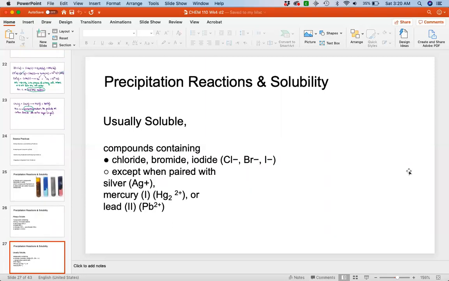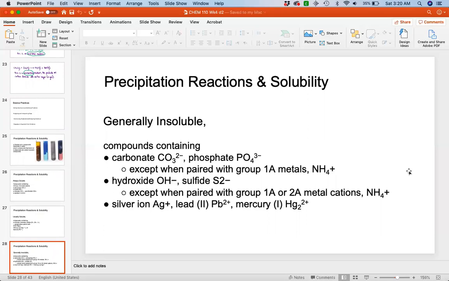Things that are usually soluble are compounds containing chloride, bromide, and iodide, except for when these are paired with silver, mercury, or lead. And then generally insoluble are compounds containing carbonate or phosphate, except when they're paired with group 1A metals and ammonium. And then hydroxide or sulfide, again, except when they're paired with group 1A or 2A metal cations and ammonium. Our silver ion, lead, and mercury are always going to be insoluble, so they're going to have a tendency to crash out of solution.